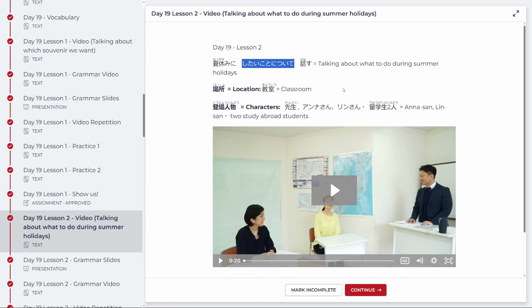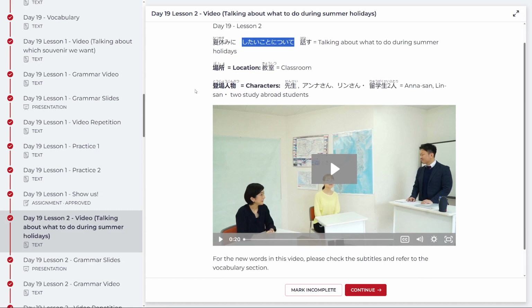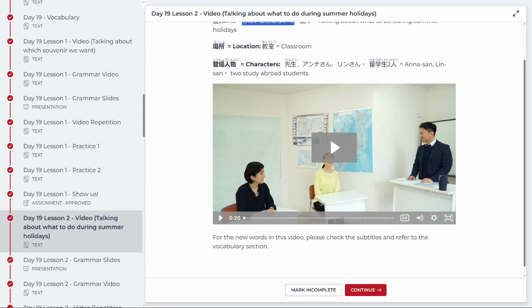All right. And then the same deal with location, the separation of the stage being set. Sensei, Ana-san, Rin-san, ryugakusei futari, two study abroad students. Sensei doesn't get a name. Dang. Yeah, I was thinking about that.